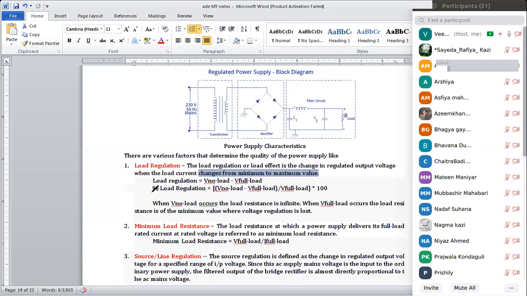Then the percentage of this load regulation can be calculated as V no load minus V full load, divided by V full load, into 100. That is the percentage of how much the output is going to change whenever the current changes from 0 to maximum. So this is the load regulation.